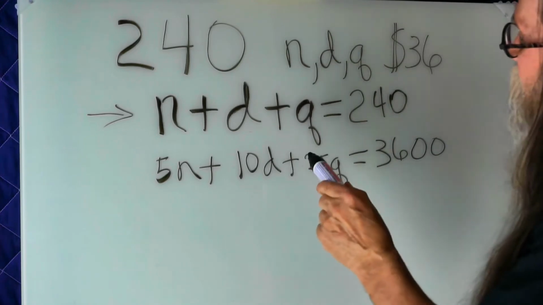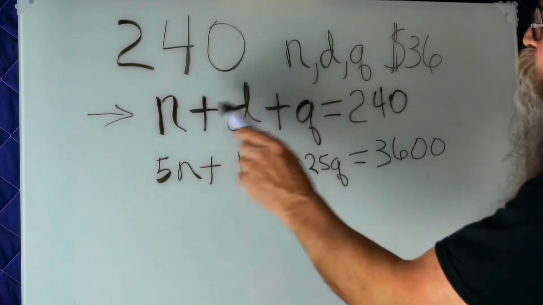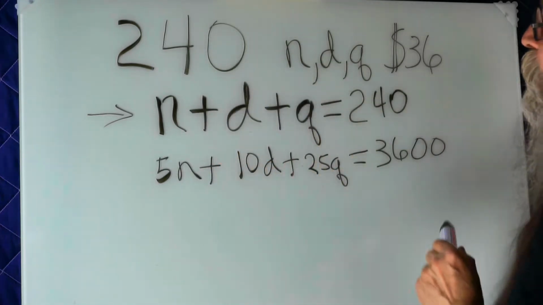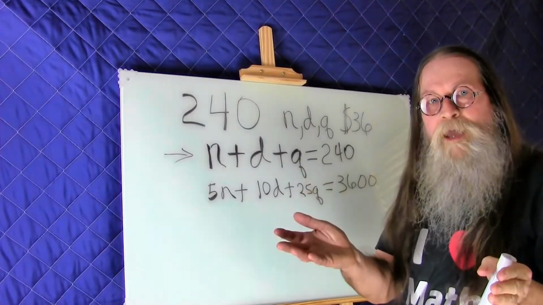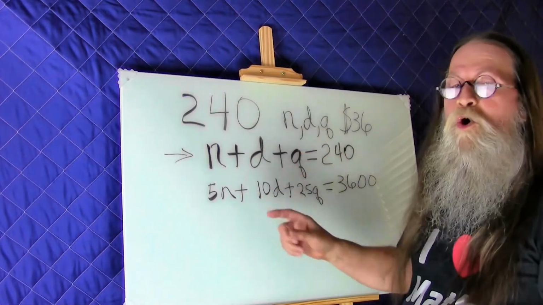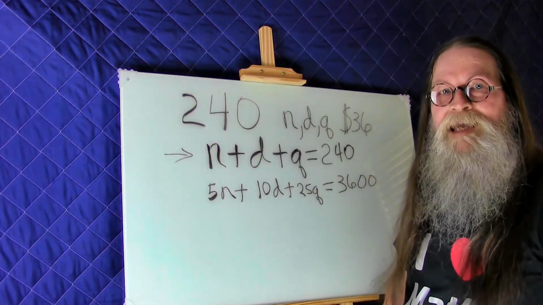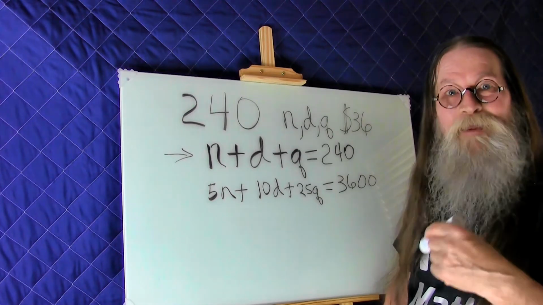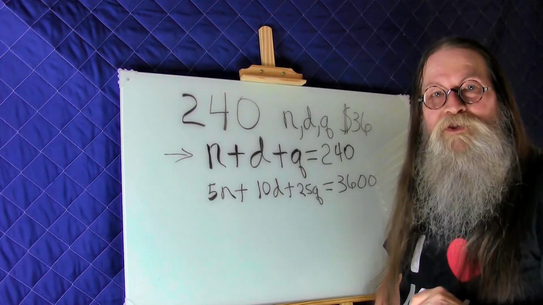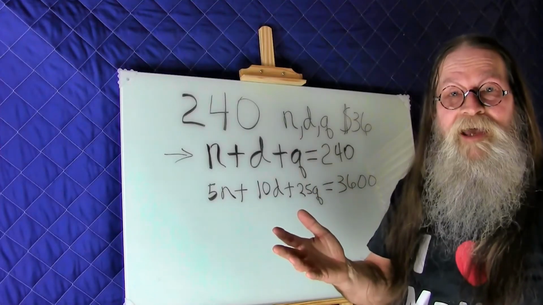So the problem that we have here is what's called a system of equations, and we have 2 equations, but we have 3 unknowns. And that is why people say there's no answer to the problem, which is correct. There is no one answer to the problem. But if we look back at what the student is supposed to find, how many combinations of coins are possible in Becky's collection, we know we're going to actually have a bunch of answers.